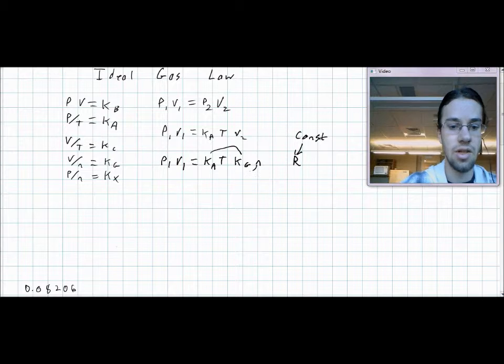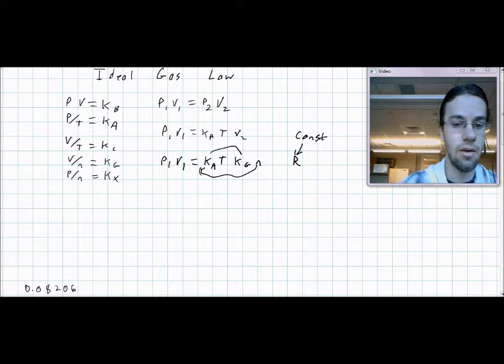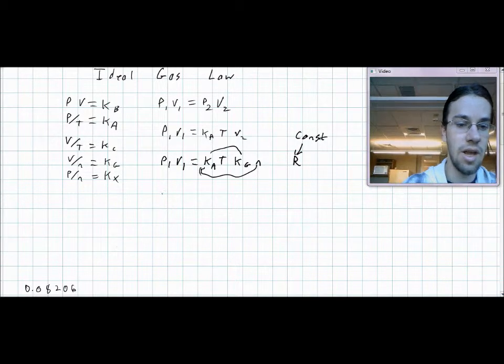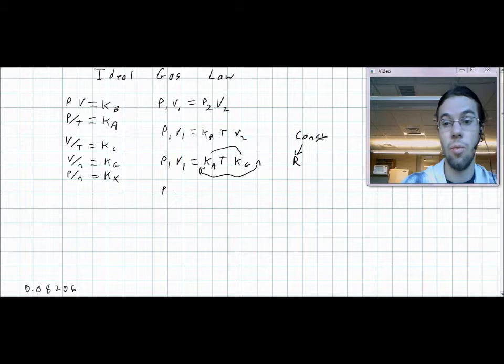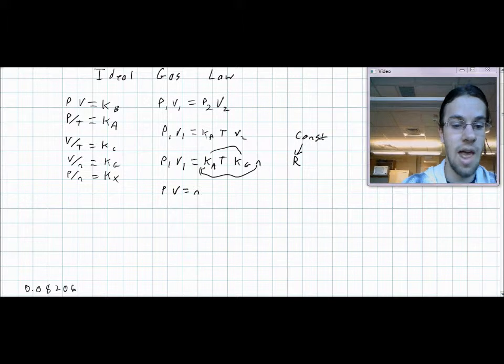So R is a constant. And then I'm going to move n way over here. And so what then we get is P1. Well, I'm just going to drop the ones now because we don't need them anymore, because there's only one pressure and one volume in the equation now. So one P value, one V value is equal to n times that constant times T.